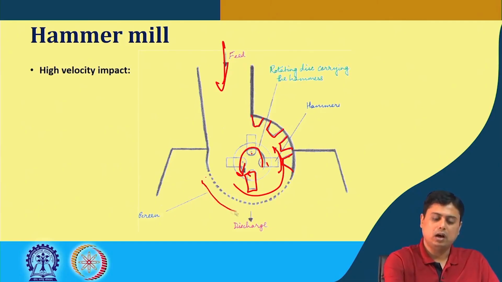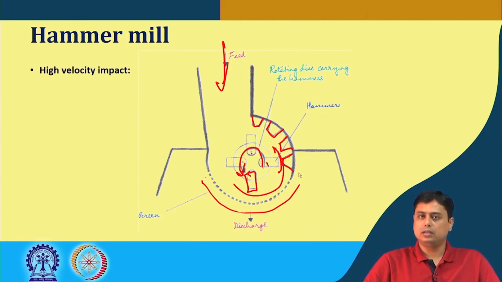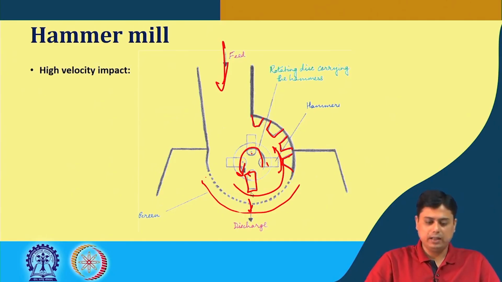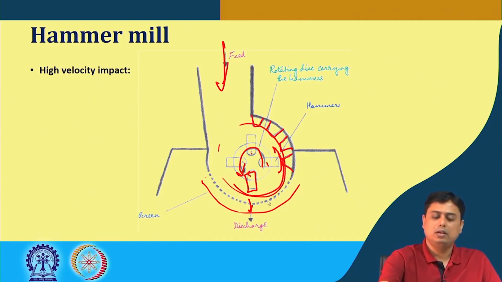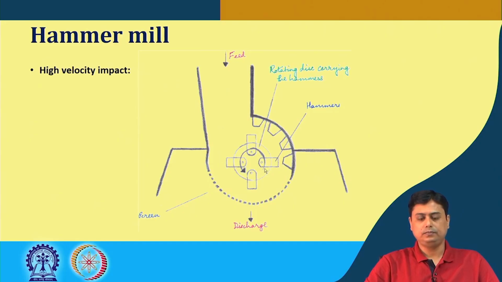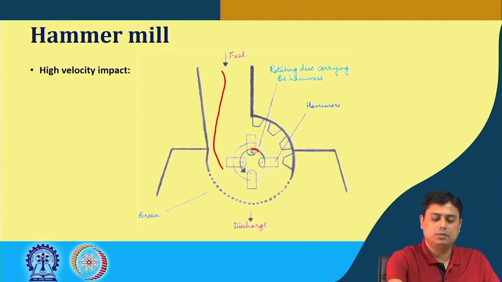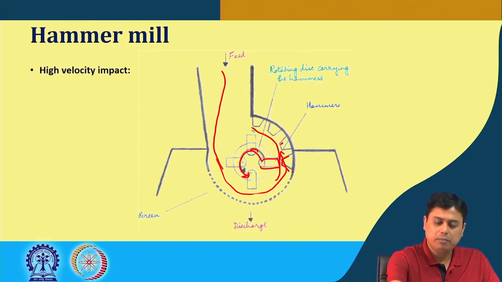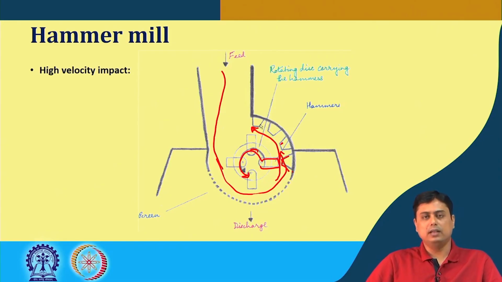At the bottom we have our desired screen sizes, and the discharge is collected when the particles are sufficiently smaller than the size of the screen. Until that time it circulates in the chamber, and while it passes through, it is crushed in between these two surfaces shown here. So, feed comes in, this disc is rotating in this direction. The particles are carried in this portion, and when they go through between this surface and the rotating disc where the hammers are attached, they pass through this gap and the particles are ground.